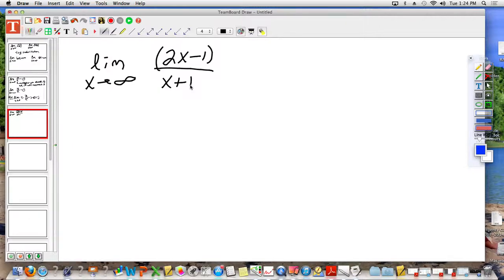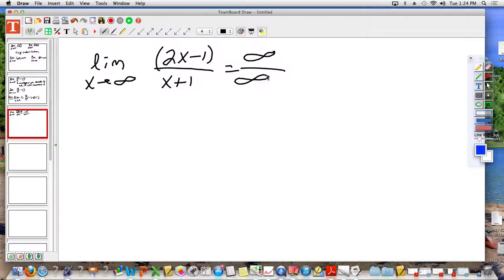Infinity, a huge number, minus 1. It's still infinity, right? You're subtracting a very small amount from it. So the top, you still have infinity. Would you agree? All right, now what about the bottom? If you put infinity in for x in the bottom, what's infinity plus 1? Even bigger. It's infinity. So we have a situation where we have infinity divided by infinity.